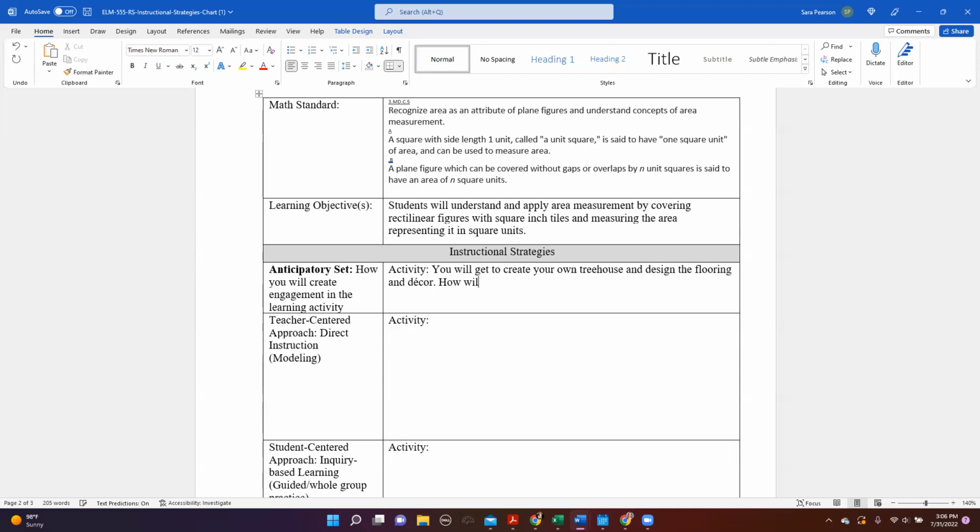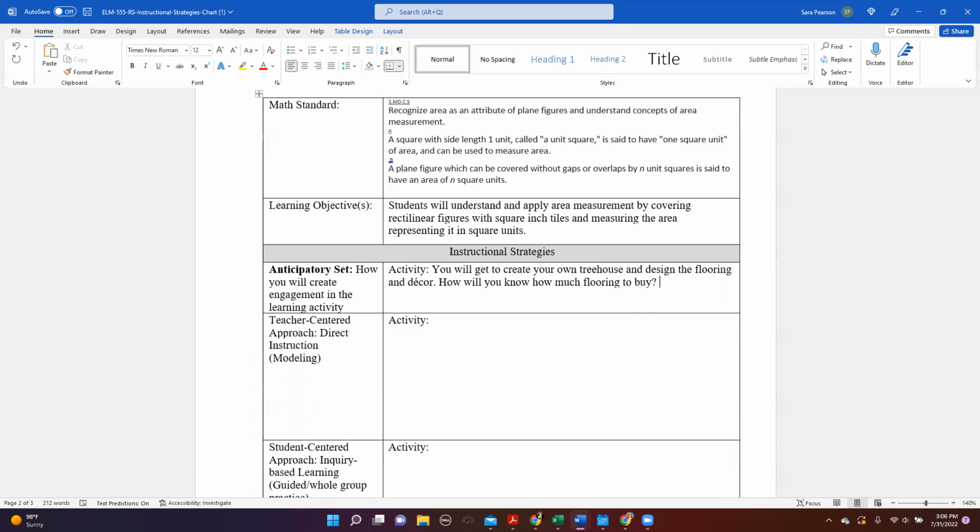How will you know how much flooring to buy? So by switching that just a little bit and giving them something to get excited about, like creating their own tree house, and then asking them, how will you know how much flooring to buy? It'll get me that background information, and now they're excited to learn. That's all an anticipatory set is.